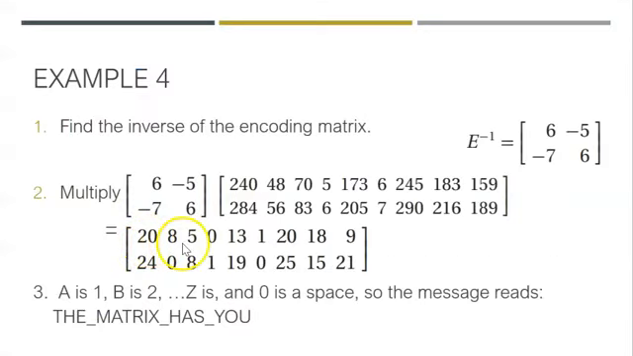20 is T, 8 is H, 5 is E. So it's the space MATRIX space HAS space YOU. So it's the matrix has you, which is an odd message if you ask me, but that was the message that was sent.